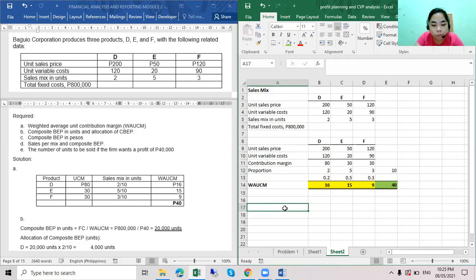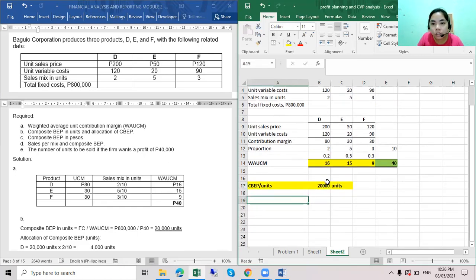So your composite break-even point is equal to your fixed cost. No, break-even point is fixed cost divided by contribution margin class mo. So there is fixed cost divided by weighted average unit contribution margin. That is your composite break-even point in units. So divided by 40. So that's around 20,000 units. Ang imo nga composite break-even point. Composite is ang kabilugan class. Composite break-even point in units. Highlight then color.